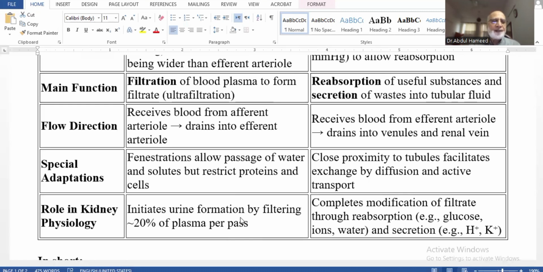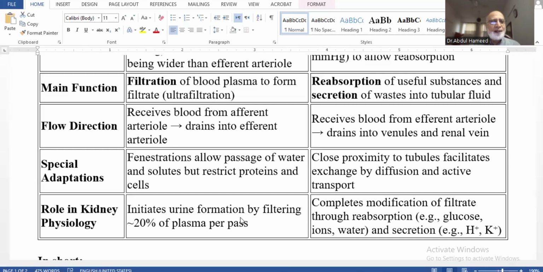Special adaptation: fenestration allows the passage of water and solutes but restricts protein and cells. In the case of the peritubular capillaries, they have close proximity to the tubule, which facilitates exchange by diffusion and active transport. So that's why the peritubular capillaries don't need to possess fenestration, the long passages between the adjacent cells.